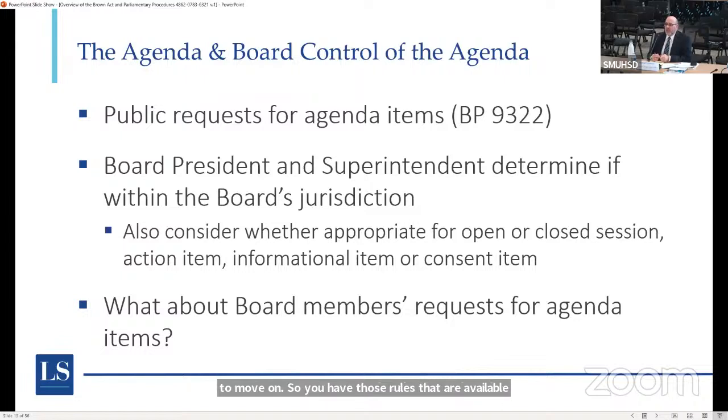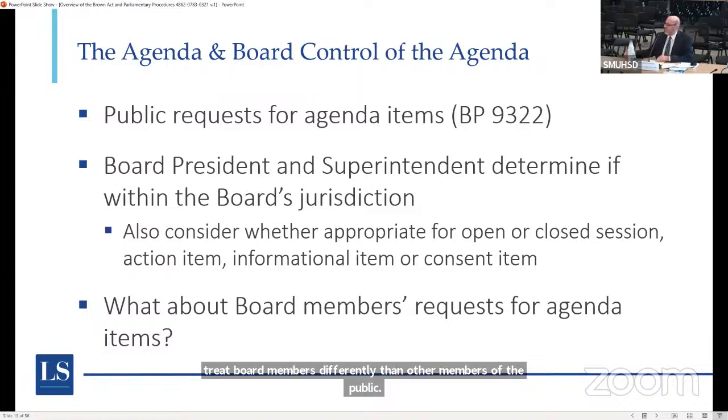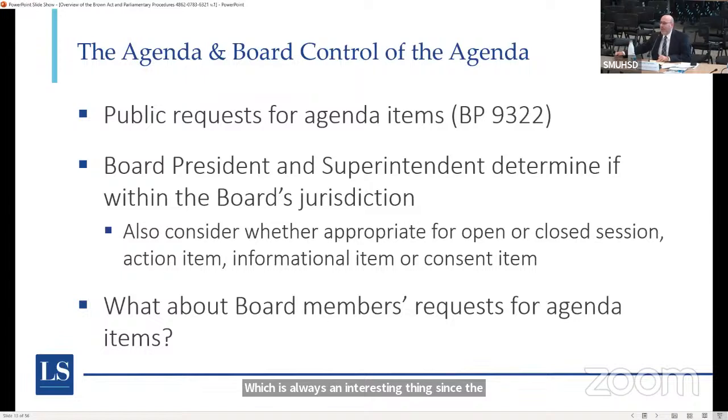I put up this question then about what about board member requests for agenda items? And this is a fascinating thing to me. I'm a lawyer, so I'm fascinated by strange little trivial things in the law, which is that in the CSBA-based policy, which you all use, you treat board members differently than other members of the public. Which is always an interesting thing, since the education code says any member can add this. And now you have a slightly different rule. The good news is the way that you've implemented it here works because you have not given the board member less rights, you've given them more rights.